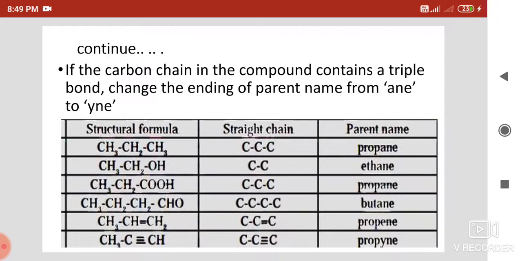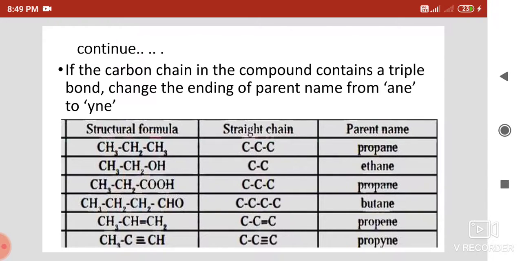Now the second example is CH3 CH2OH. Here there are two carbon atoms, so the parent name is ethane. In the third one, CH3 CH2 COOH, it contains 3 carbon atoms, so the parent name here is propane. Then the fourth, CH3 CH2 CH2 CHO, has 4 carbon atoms, so it is called butane.